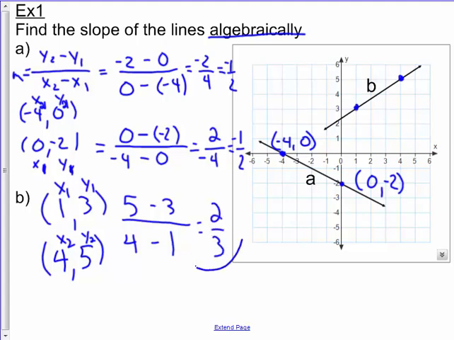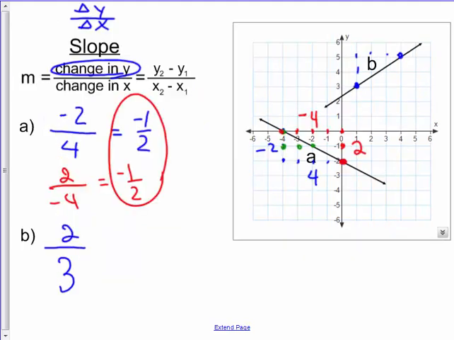Now notice when I go back, so I got negative 1/2 and I got 2/3 for my slopes. If I go back, that's the same thing I got when I looked at it graphically, when I counted.